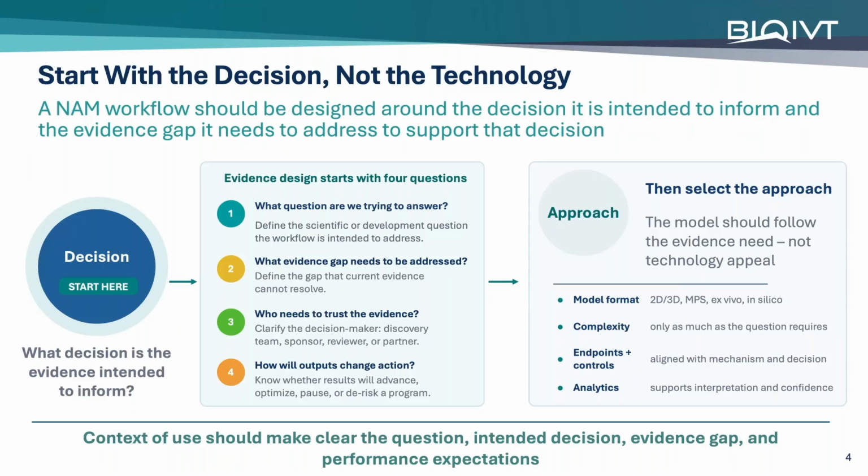Once those pieces are clear, the model has a defined job. It's no longer being used simply because the platform is available. It's being selected because it's expected to generate a particular set of evidence. That's where context of use becomes extremely valuable. The context of use should make clear what question we are addressing, what decisions the evidence is intended to support, what gaps, if any, exist in the current evidence, and what level of performance we need from the model and who it's intended to inform.